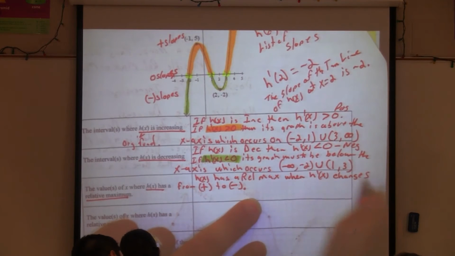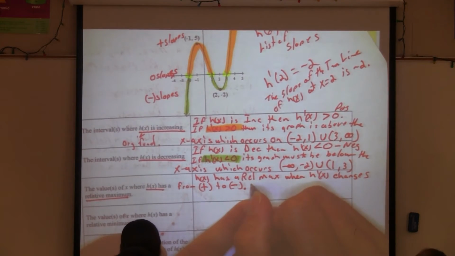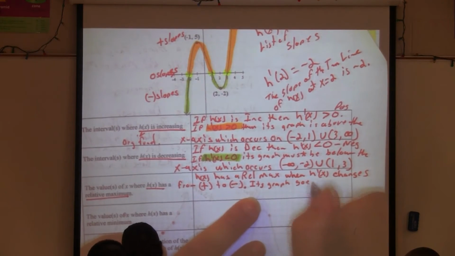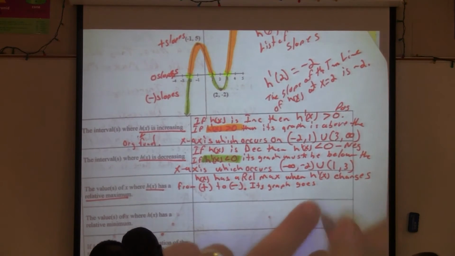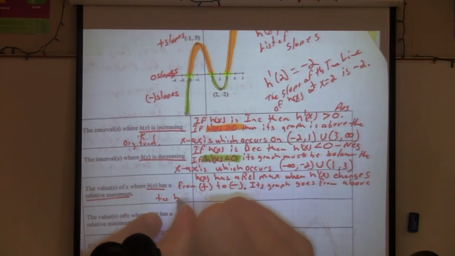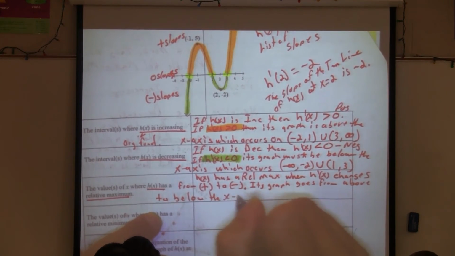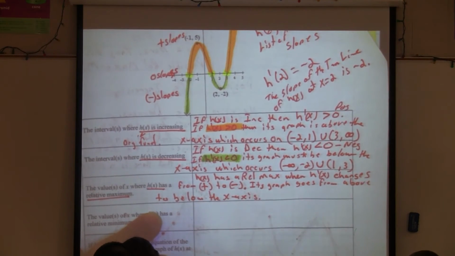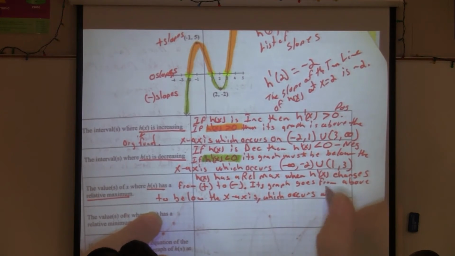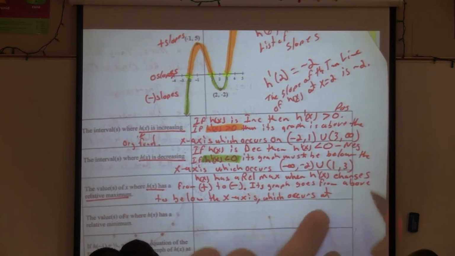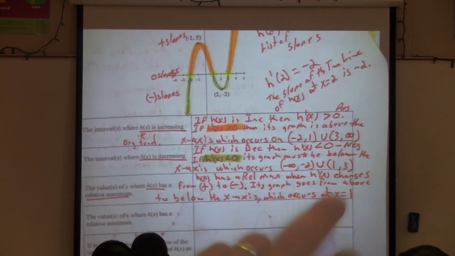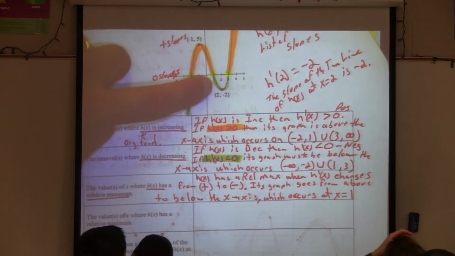So h prime of x changes from positive to negative, its graph goes from above to below the x-axis, which occurs at, no, it has a max, but where is it going to occur? At what x value? X equals 1, right? We said it went from a positive value to a negative value.